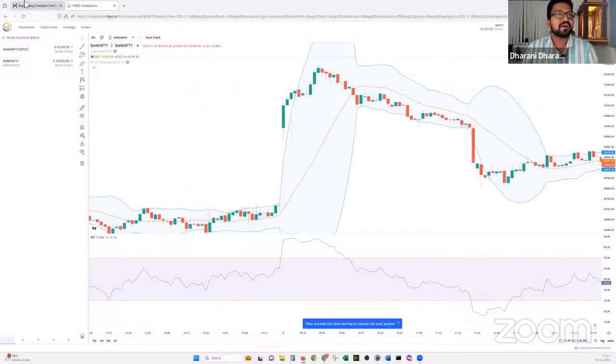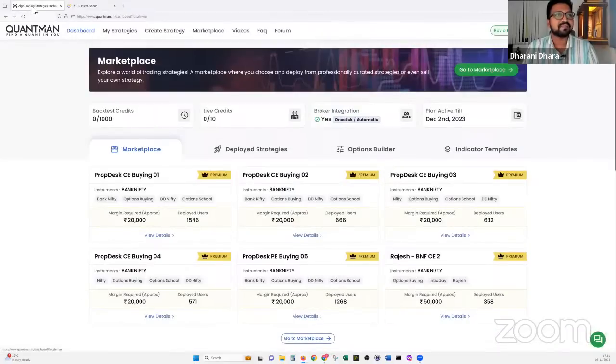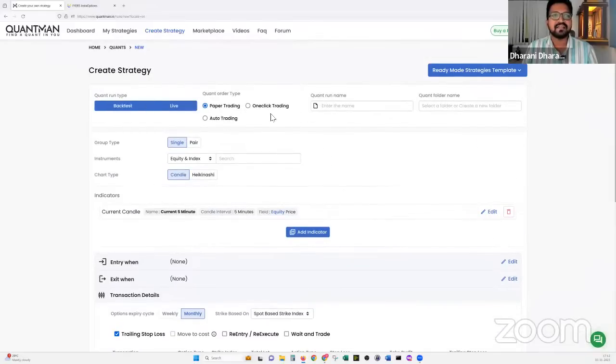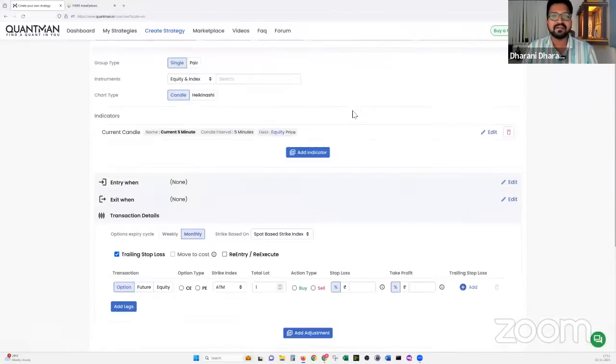Okay, so now let me just start with Quantman. Logging in via Quantman is going to be very easy. I'll just show you the process. First let me create a few strategies, and then we'll speak more about the other concepts as well. On the top you can see create strategy. Just click on create strategy, and over there we can see backtesting, live, and a lot of details that can be done through Quantman.